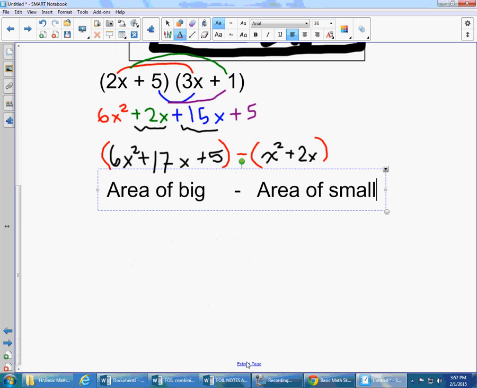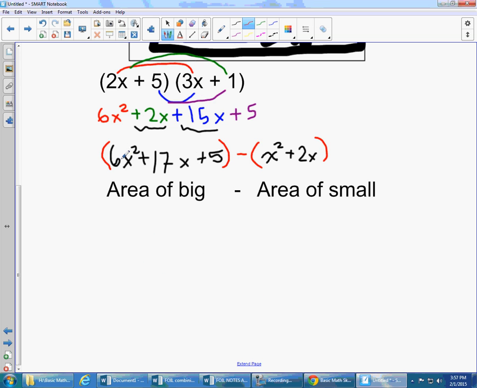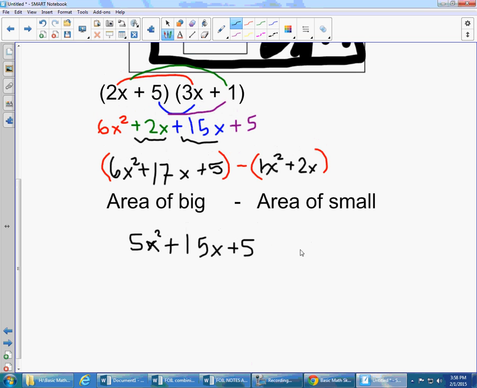So now we've got to figure out what are like terms that we can subtract. 6x squared minus, remember Ninja 1 is sneaking right in there, 1x squared, so that gives me 5x squared. And 17x minus 2x gives me positive 15x. And then the 5 just stays the same. All right. That was pretty crazy.